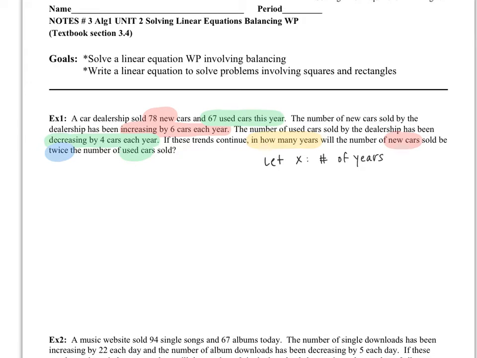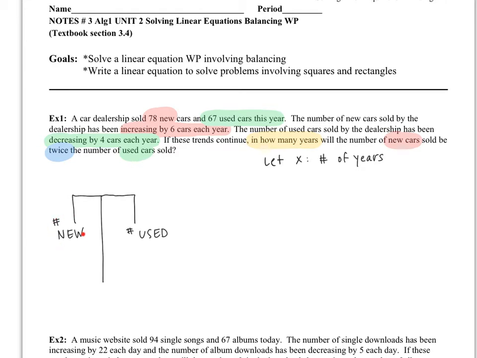Now, if you think of an equation like a scale, and if you think back to the balancing Desmos activity, where we had the scale on each side. If the number of new cars was equivalent to the number of used cars, then our scale would be balanced. But it's not asking when the new cars and used cars will be the same. It's asking when there will be twice the number of new cars sold as used cars.